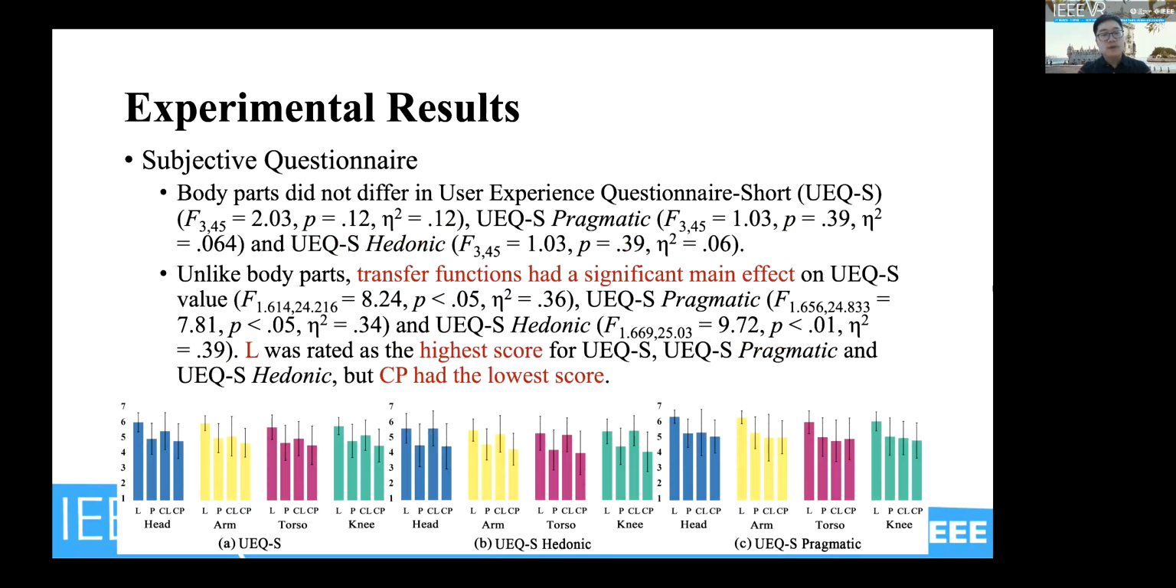For the subjective questionnaire, body parts did not differ, while transfer functions had a significant main effect. L was rated the highest score, while CP had the lowest score.